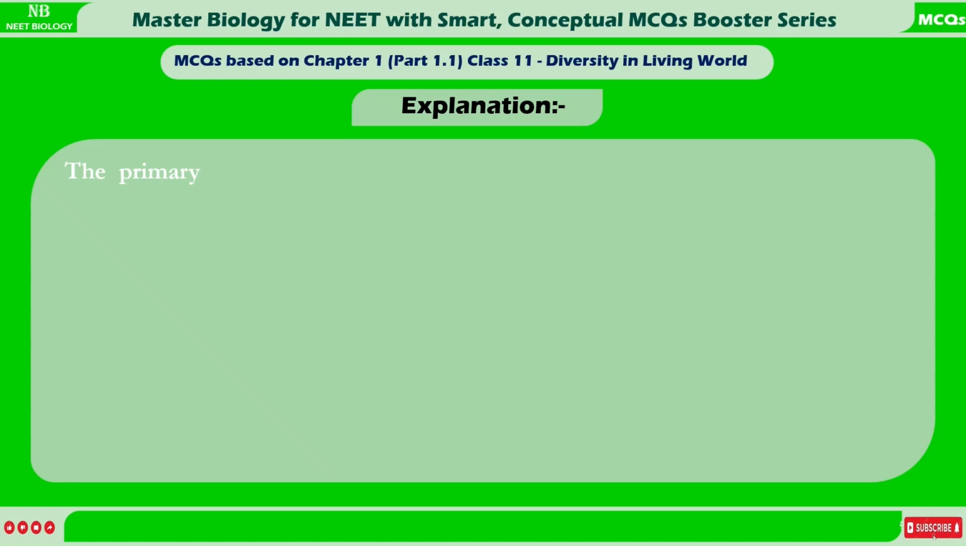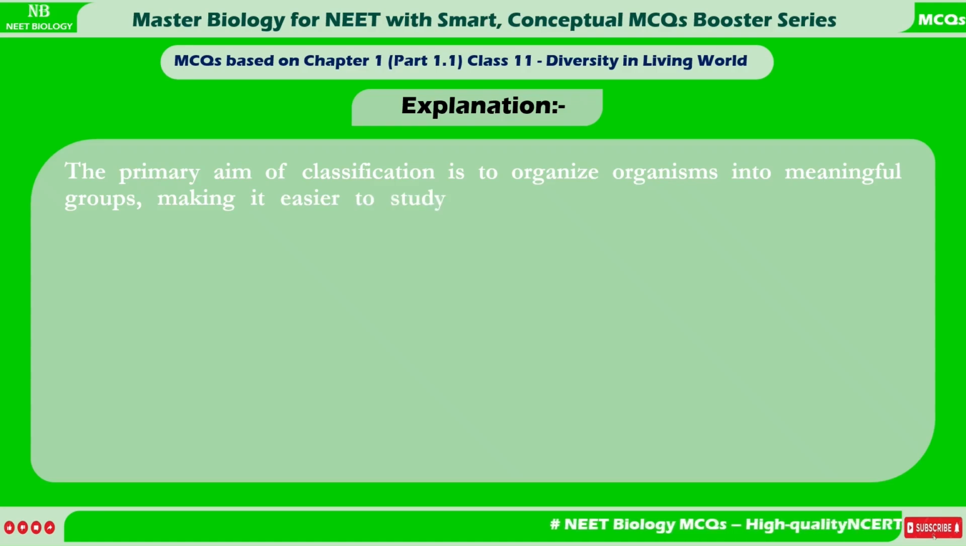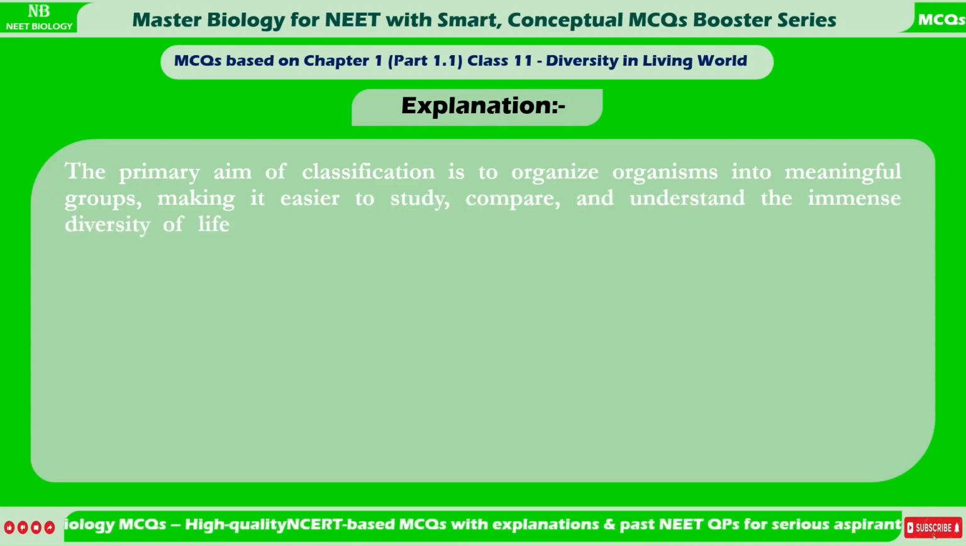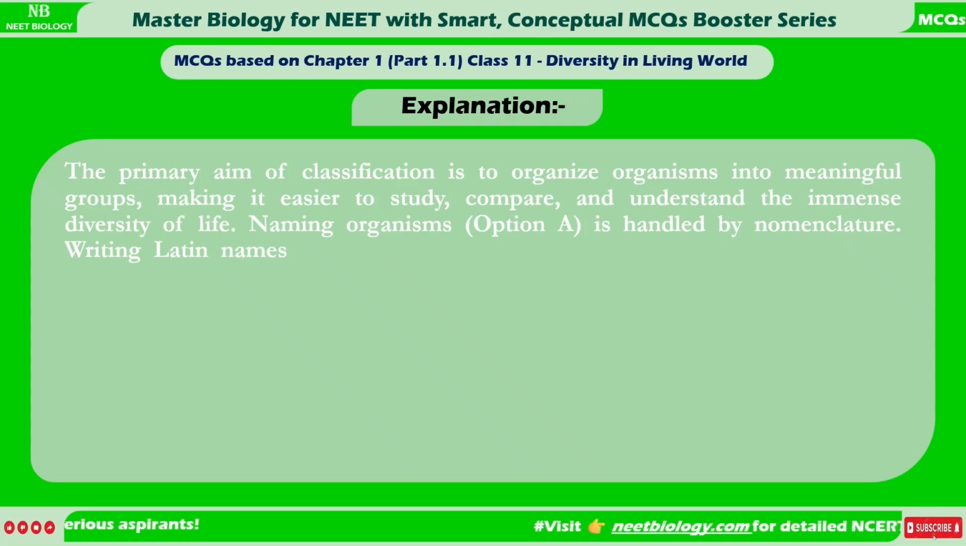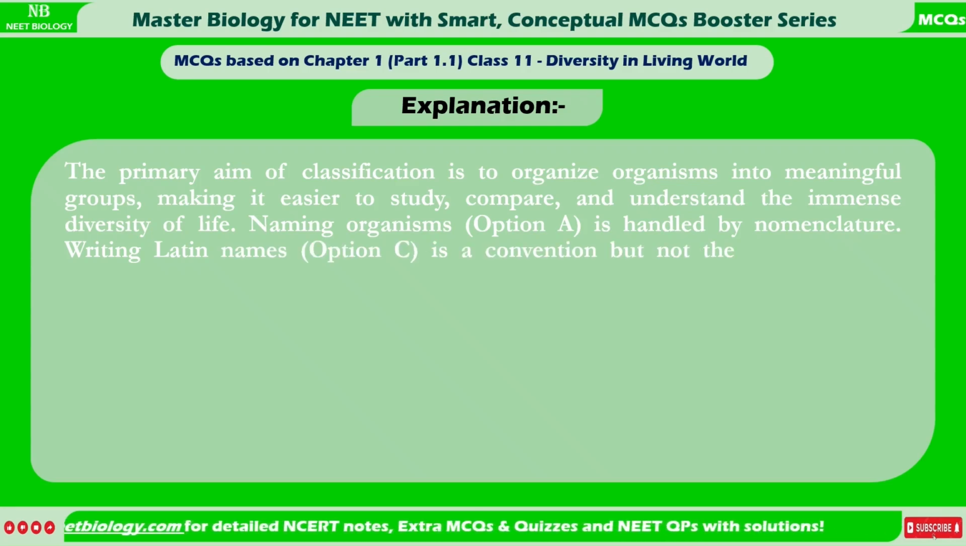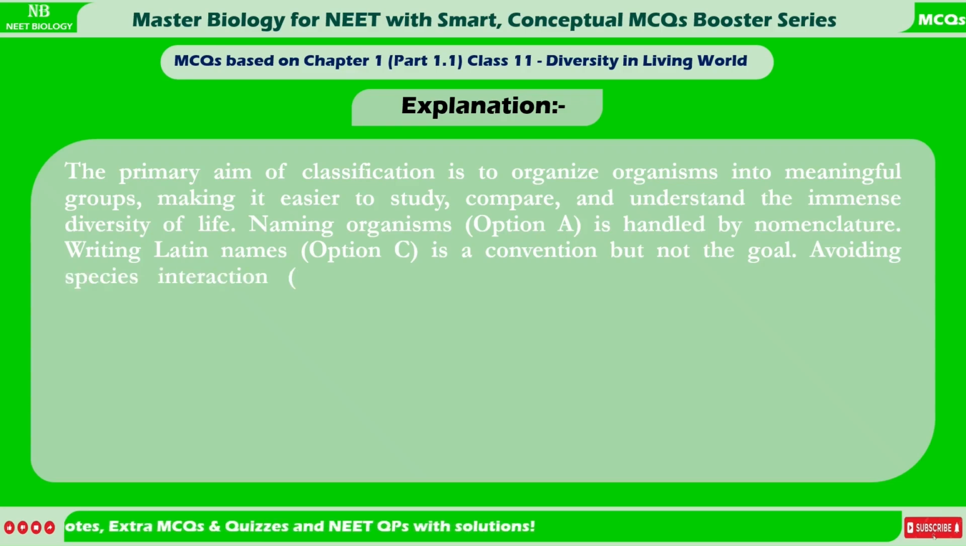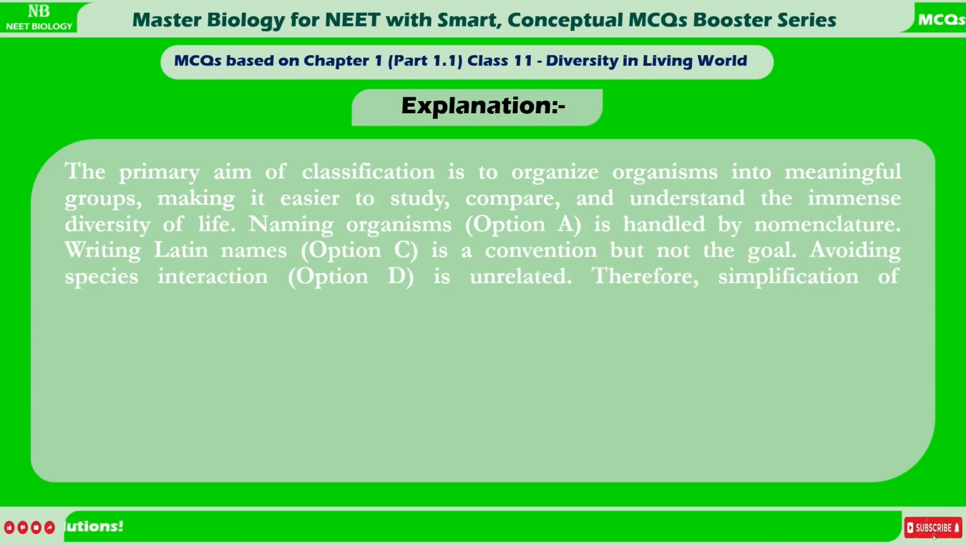Explanation. The primary aim of classification is to organize organisms into meaningful groups, making it easier to study, compare, and understand the immense diversity of life. Naming organisms, option A, is handled by nomenclature. Writing Latin names, option C, is a convention but not the goal. Avoiding species interaction, option D, is unrelated. Therefore, simplification of biological study is the correct objective.